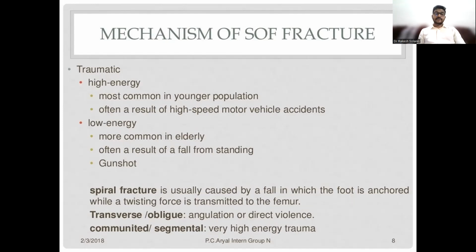The transverse or oblique type of fracture pattern is due to the angulation or the direct violence to the femur, and the comminuted or segmental fracture of the femur usually result from very high energy trauma or sometimes due to crushing by any vehicle. So this can be femoral shaft fracture, can be spiral fracture, transverse or oblique fracture, and sometimes comminuted or segmental fracture. This can be open or closed. The open shaft fracture is associated with any open wound or compound injuries.